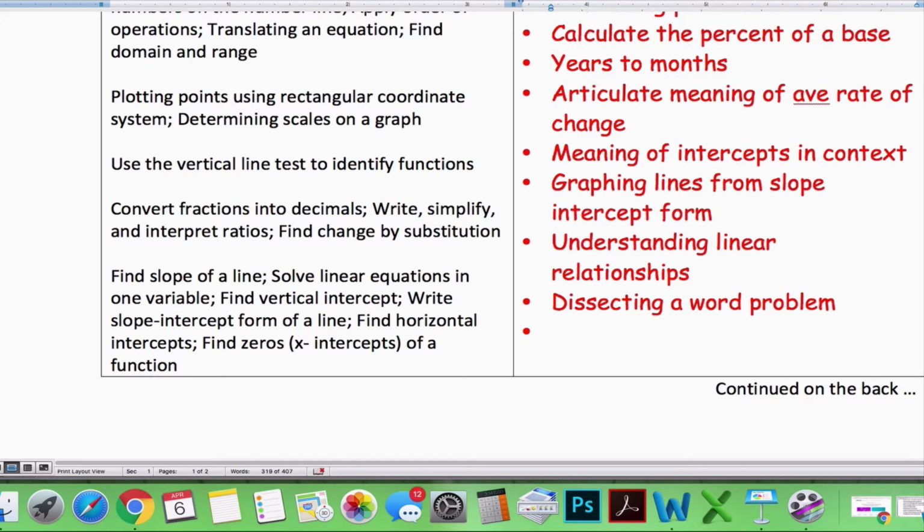Okay, and then group 8, where are you? Everything that's up there. Okay, group 9. We don't have a group 9? Maybe define a function. Define a function? Okay.